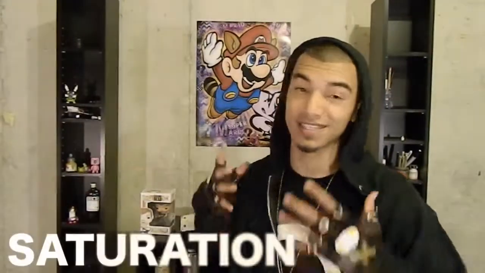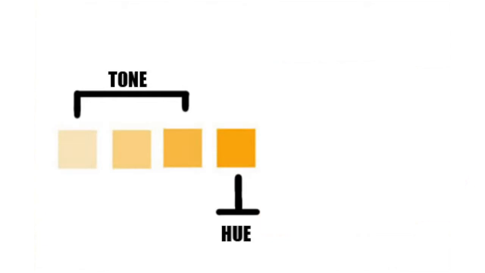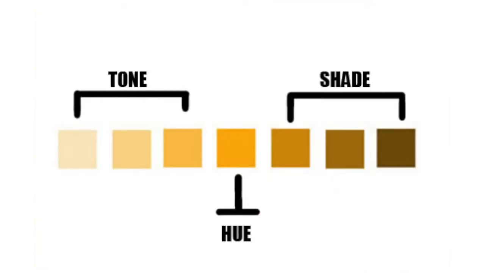Color has three different properties that can be changed to give you any color imaginable. First off, we have hue, which is just a fancy way of saying color. Then we have saturation, which is how intense the color is. Lastly, we have tonal value, or just value for short, and this is how black or white the color is. Now by mixing white with a hue, you get what's called a tone. And by mixing black with a hue, you get what's called a shade. Doing this affects your values.